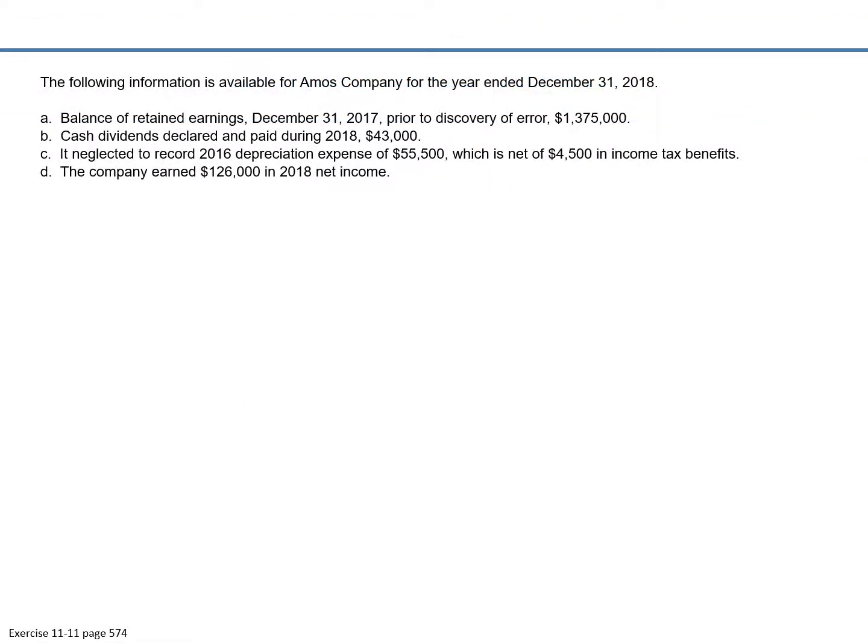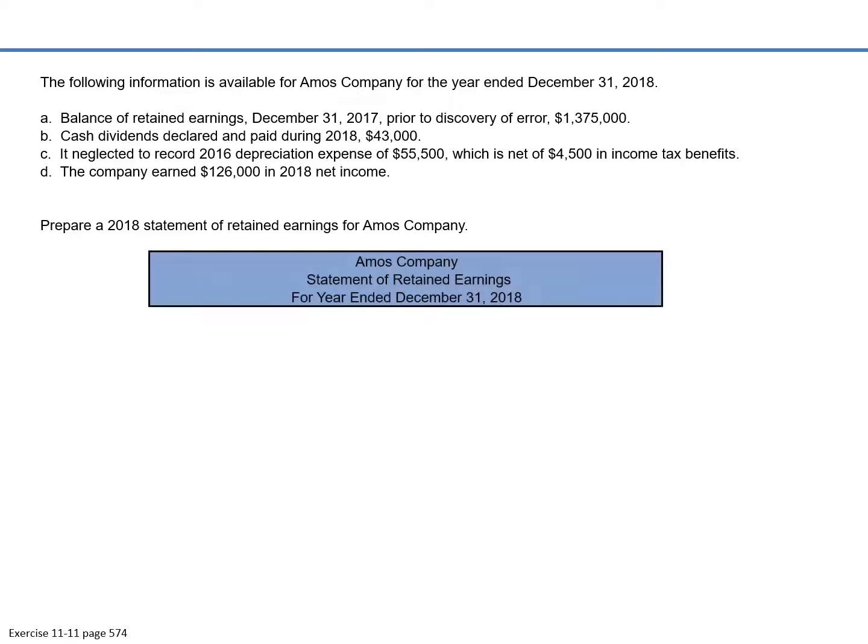The following information is available for Amos Company for the year ended December 31st, 2018. We have a balance in our retained earnings account prior to discovery of an error of $1,375,000. We have cash dividends declared and paid of $43,000. We neglected to record 2016 depreciation expense of $55,500, which is net of $4,500 in income tax benefits. And then in letter D, the company earned $126,000 of net income. So what they want us to do is to prepare the statement of retained earnings.